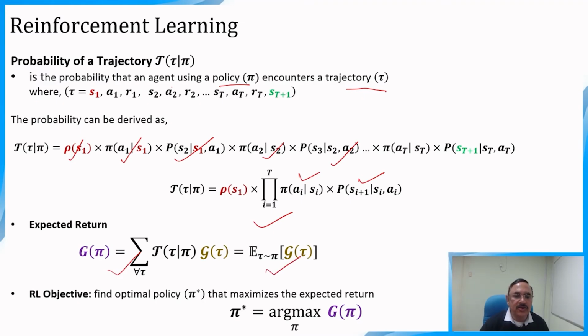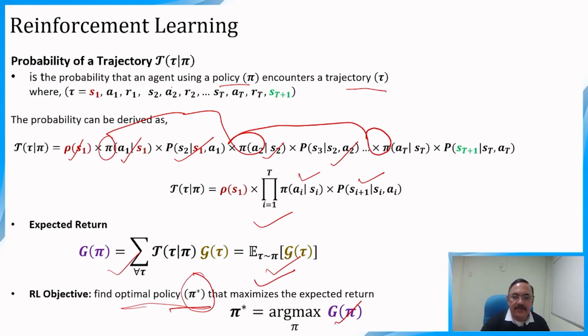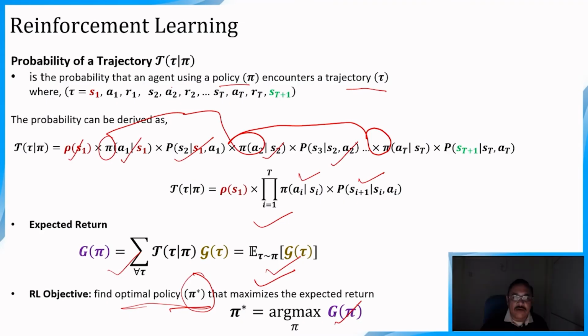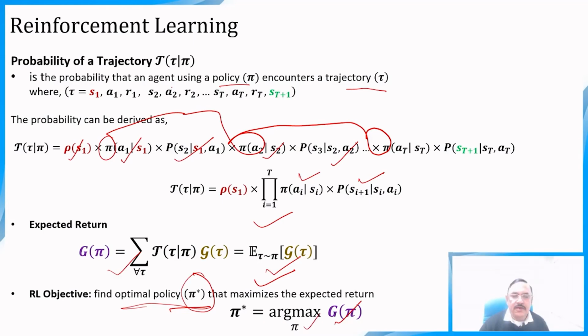So, the reinforcement learning objective is to find an optimal policy, that is pi star, that maximizes the expected return. So, what is that policy that maximizes it? That is nothing but an argmax, that set of policies which gives the maximum return.